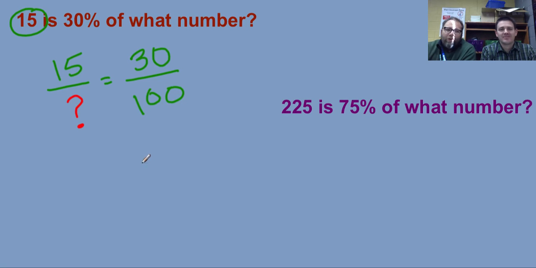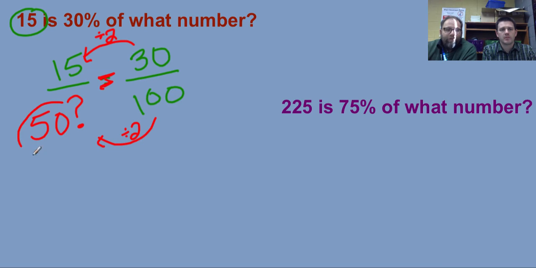As I know I have a relationship between 15 and 30. So I know that 30 is twice 15, or half of 30 is 15. So then we would just divide 30 by 2. And then I would do the similar thing to my denominators that I did to my numerators, divide 100 by 2, leaving me a whole of 50. So 30% of 50 is 15. All right, next one.